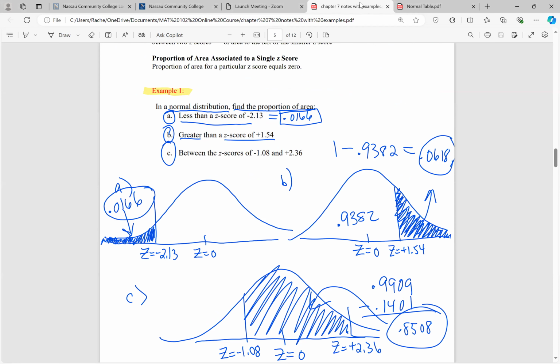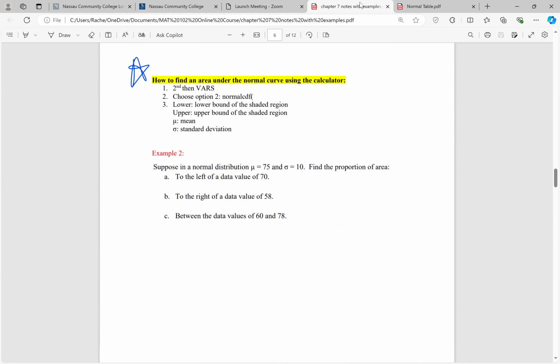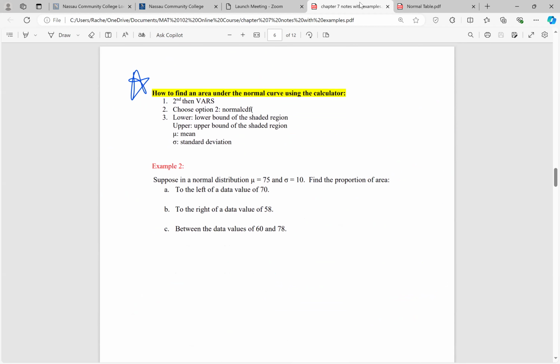I taught you how to use the normal table. Quick table lookup, and we found our answers. There's an even more efficient, convenient way, like I had stated in the previous lesson, which is the calculator. So your calculator has a normal table built into it. You don't see it, but if you tell the calculator what proportion of area to look up, it'll give you the answer.